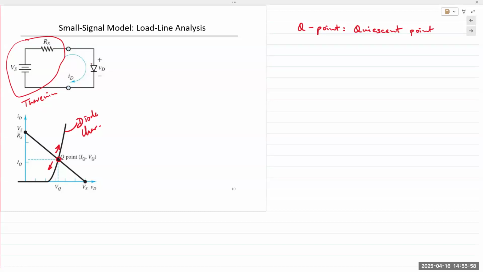As long as only DC is applied, it is fixed. When you change the DC voltage, obviously diode voltage and diode current would change, but other than that, it remains fixed for a constant input voltage. Hence the name Q point. So this line is known as the load line, hence load line analysis.